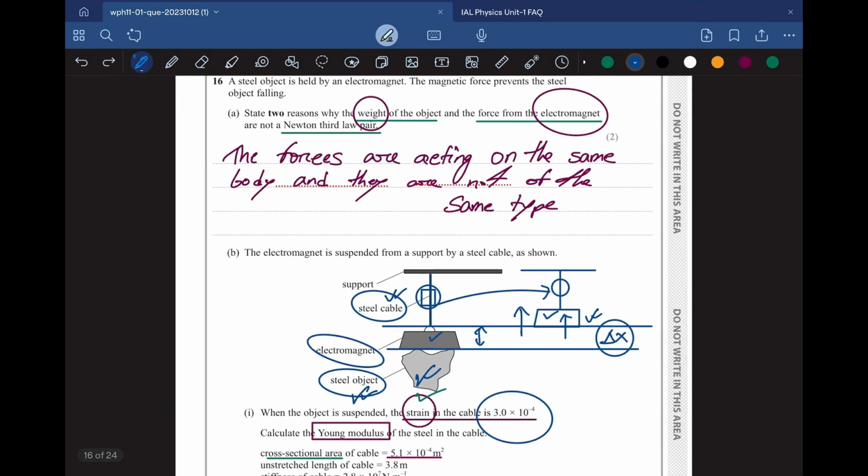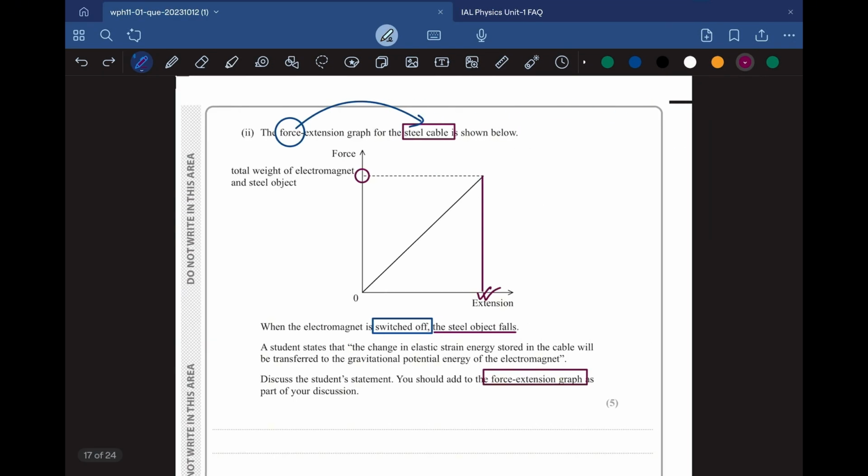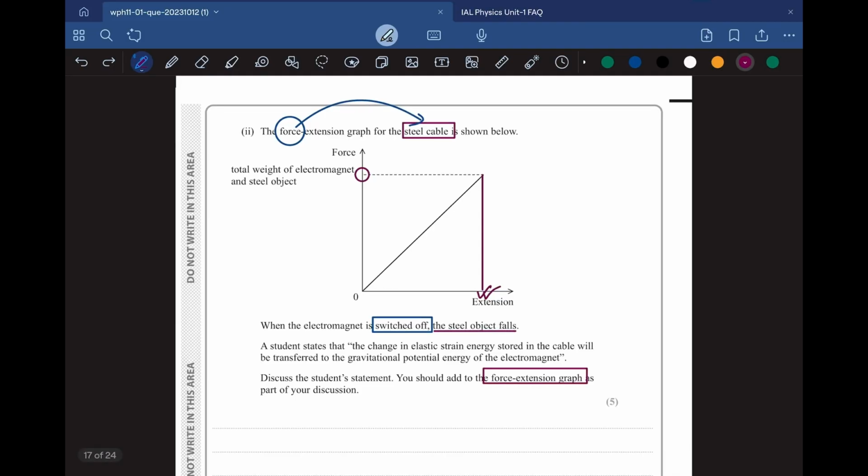Let's look at this right here. It had this much extension when it had both the electromagnet and the steel object. But now it has a smaller extension. Why? Because it has only the weight of the electromagnet right now, no more the weight of the steel object. So we can say the extension will decrease. Now let's draw the extension right here. This is now the new extension, and this is the force.